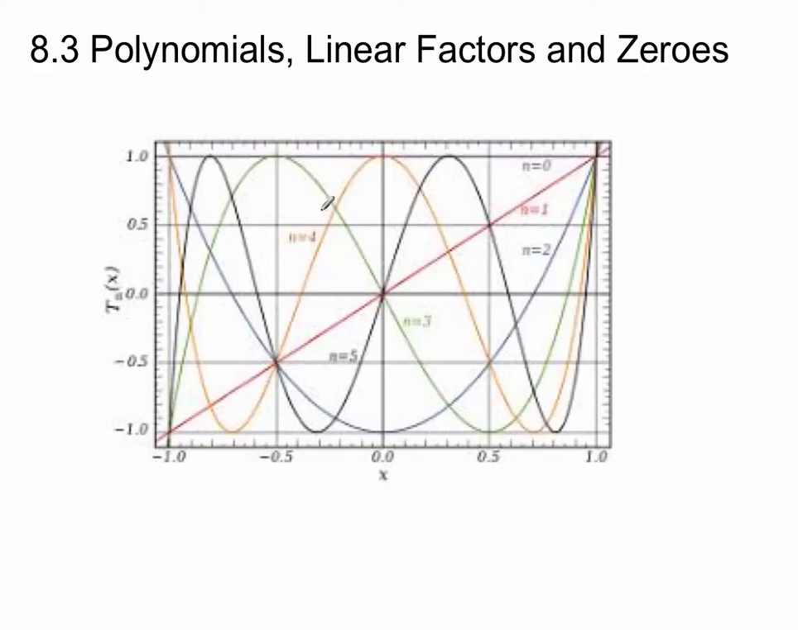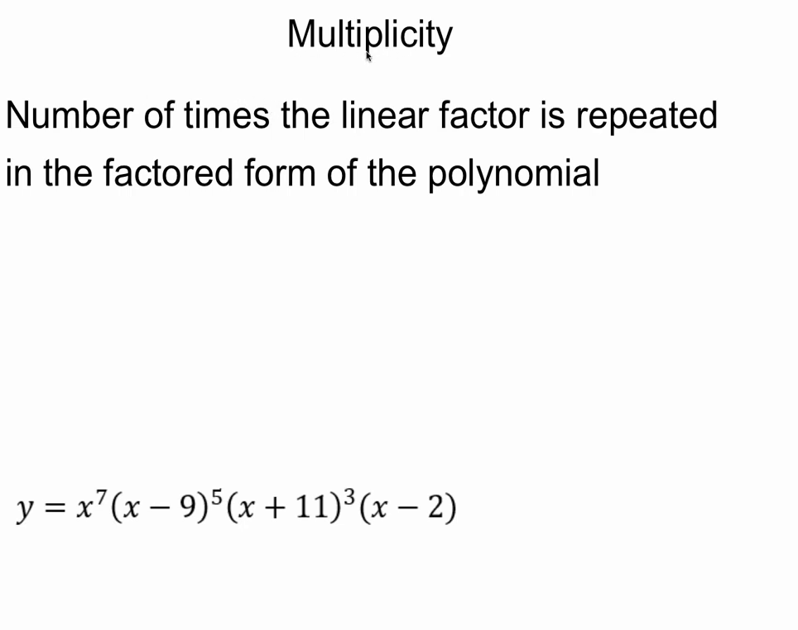Let's look at polynomial linear factors and zeros. But first, let's look at multiplicity. Multiplicity is the number of times a linear factor is repeated in the factored form of a polynomial. So in this example, the multiplicity of x equals 0 is 7. The multiplicity of x minus 9 is 5. The multiplicity of x plus 11 is 3. And the multiplicity of x minus 2 is 1.